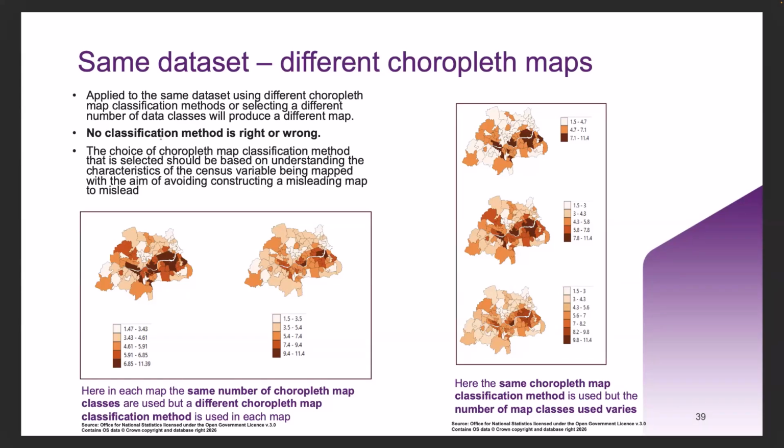The point is that no classification method is right or wrong, but you have to be guided by what your actual data is like in order to pick the classification method to use and the sort of map you want to construct. The idea is not to create a misleading map.